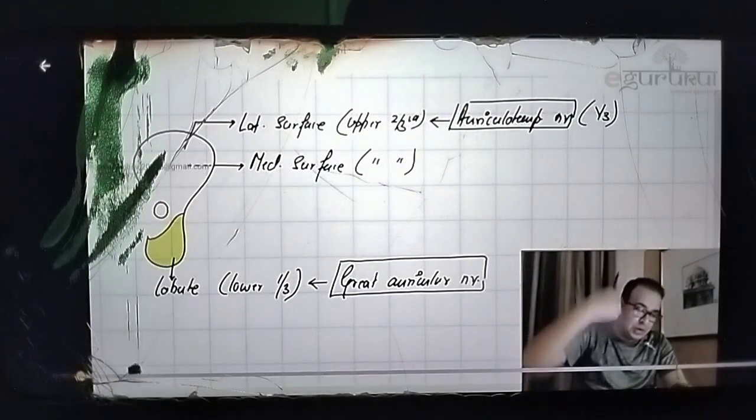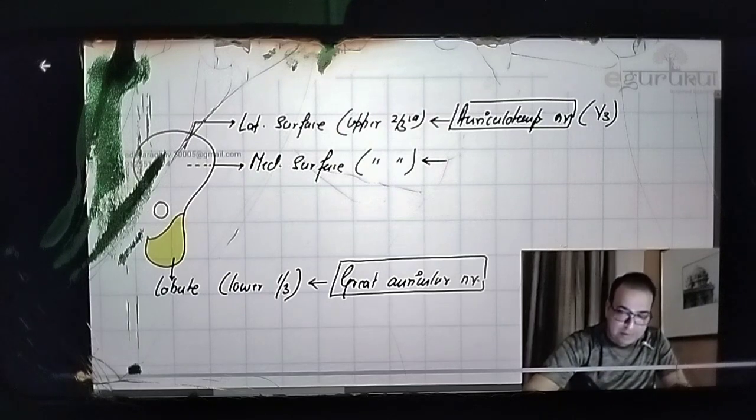Whereas the medial surface, the one facing toward the scalp, is supplied, in the same upper 2/3, by the lesser occipital nerve.